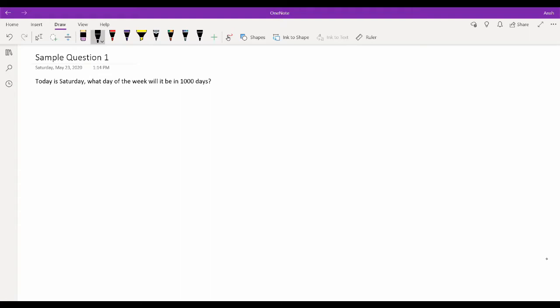So we want to find 1,000 mod 7, which with some division would get us 6, as 1,000 is congruent to 6 mod 7. This means that moving forward 1,000 days is basically the exact same thing as moving forward 6 days, mod 7. And 6 days from Saturday, we can manually count out, is Friday.